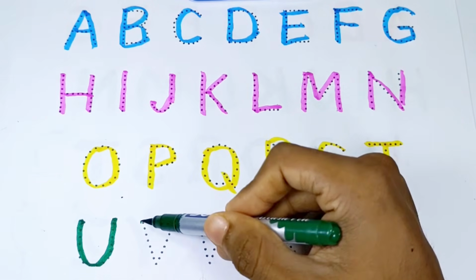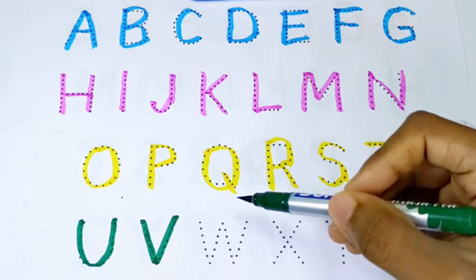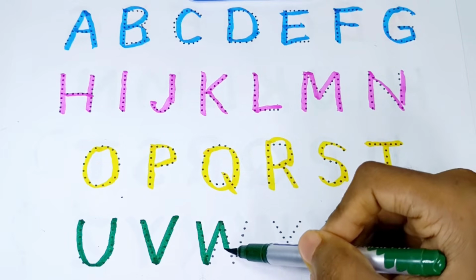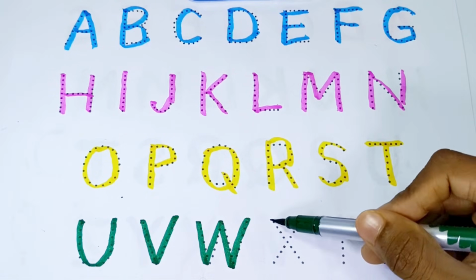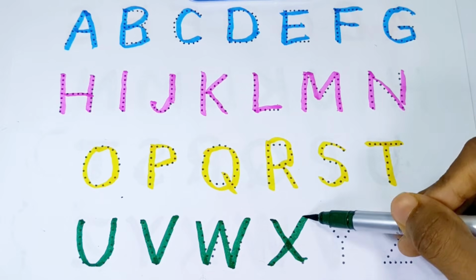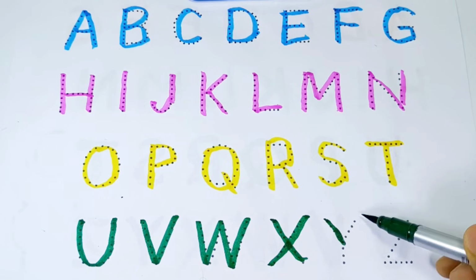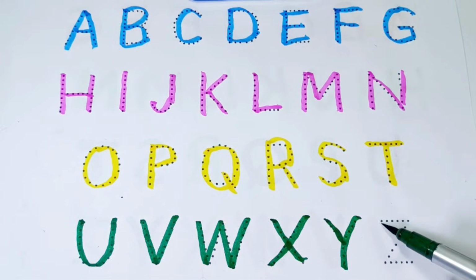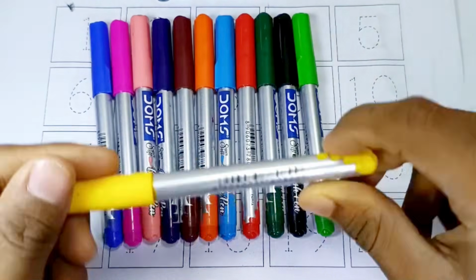U for umbrella. V for van. W for whale. X for xylophone. Y for yo-yo. And Z for zebra.